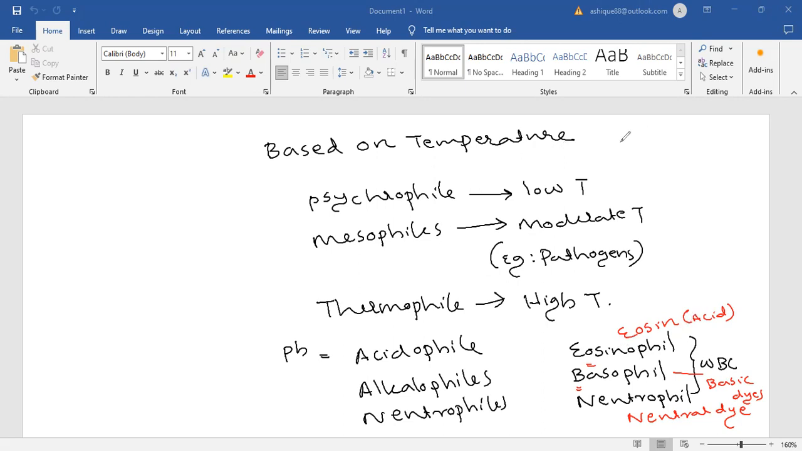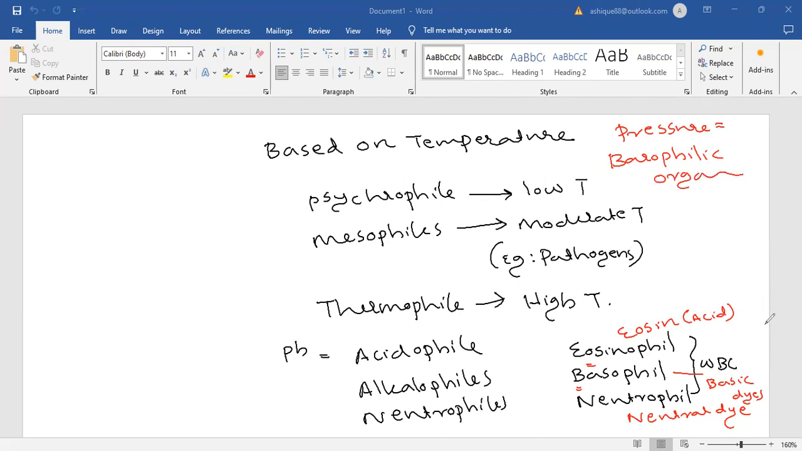Okay. So based on pressure also, we can classify the microorganisms. The organisms which like pressure are known as barophilic organisms. If they require or like pressure, they can be called barophilic organisms.